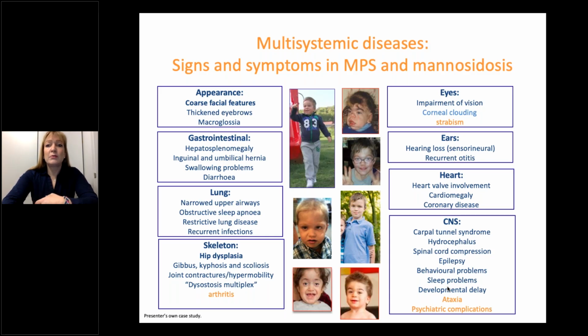They have eye involvement with the typical symptom of corneal clouding. The ears are affected with hearing loss and recurrent infections, and the heart valves are involved, especially in MPS, not that much in mannosidosis, and the CNS in some patients. 60% of patients with mannosidosis and MPS have an involvement of the CNS due to the storage of material in the brain. And this is actually one of the biggest topics of these patients. 60% have a CNS involvement with a cognitive decline, but others don't.